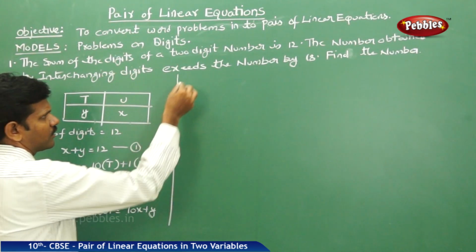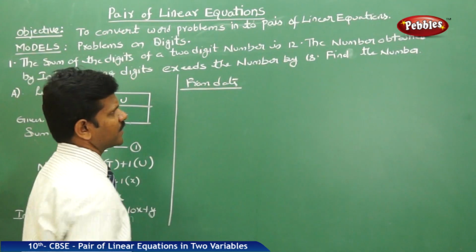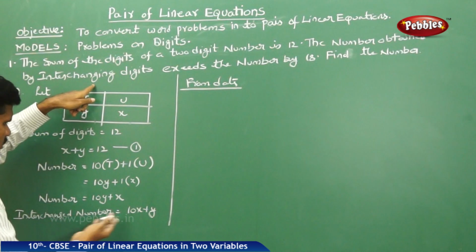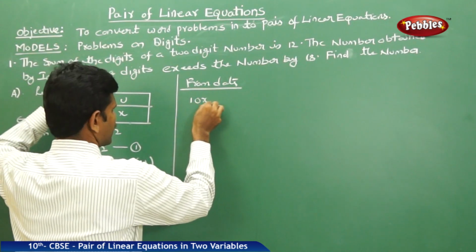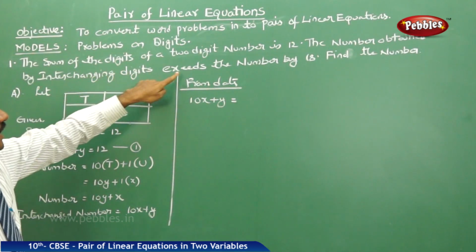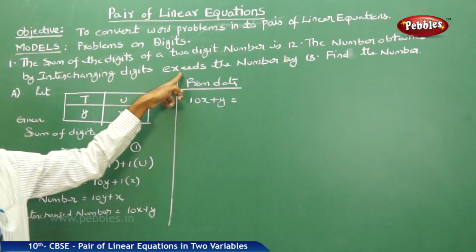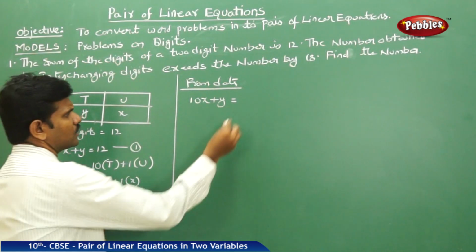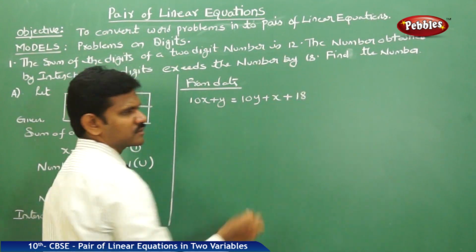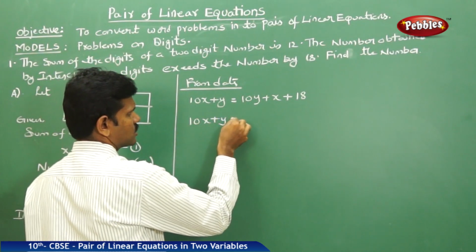Now from the data, the number obtained by interchanging the digits is 10x plus y. How much does it exceed? It exceeds the original number by 18. The original number is 10y plus x. So 10x plus y is equal to 10y plus x plus 18.